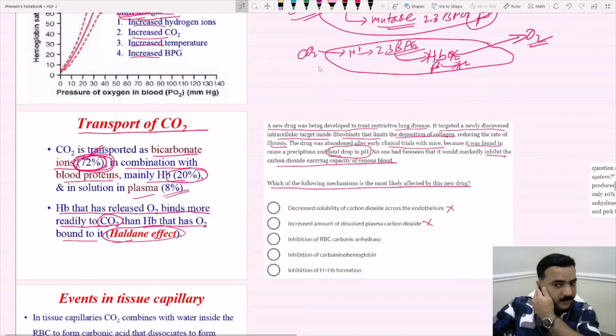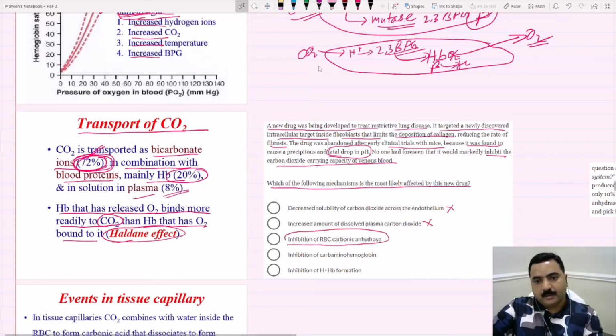Inhibition of RBC carbonic anhydrase. Very good. Inhibition of RBC carbonic anhydrase. Carbonic anhydrase is required for the transport of carbon dioxide as bicarbonate. So this is your answer choice. If the drug is blocking this one, what will happen? You cannot carry the carbon dioxide.